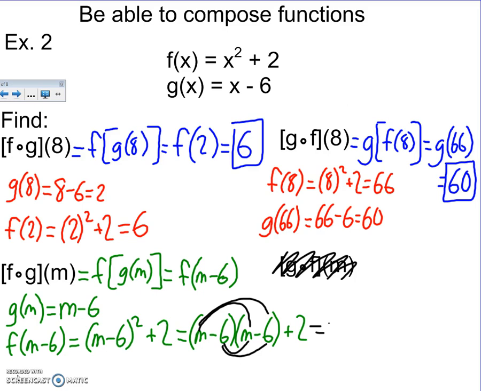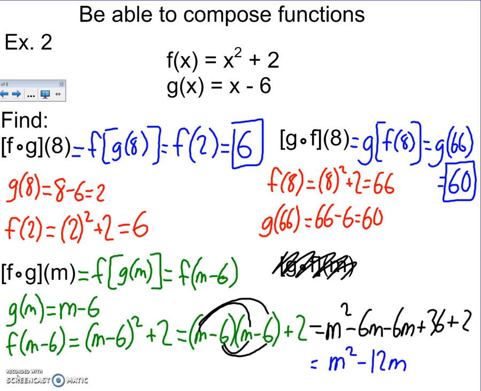So m times m is m squared. m times negative 6 is negative 6m. Negative 6 times m is negative 6m. Negative 6 times negative 6 is plus 36, and then plus 2. So combine like terms. There's only 1 m squared. Negative 6m minus 6m is negative 12m. 36 plus 2 is 38. That's the answer there. Alright, so when they plug in letters, you get letters in your final answer.